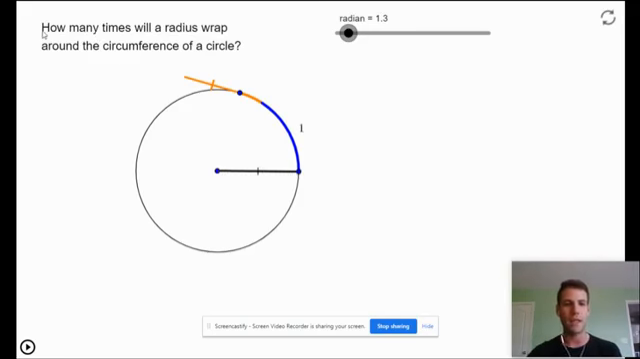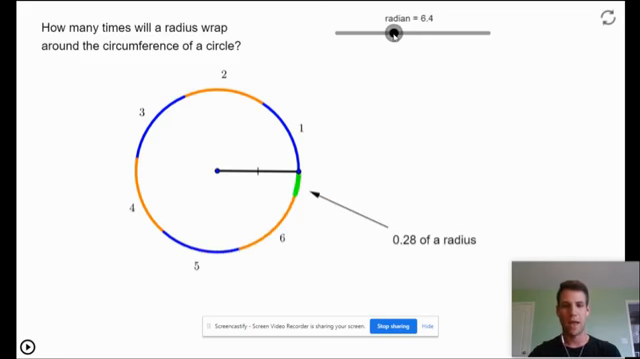And we're trying to answer the question: how many times will a radius wrap around the circumference of a circle? So if we follow this around, we can see we got 2, that orange one, 3, 4, 5 radius lengths, 6 radius lengths, and then we don't quite go to our 7th one. We actually have 0.28 of a radius length left over.